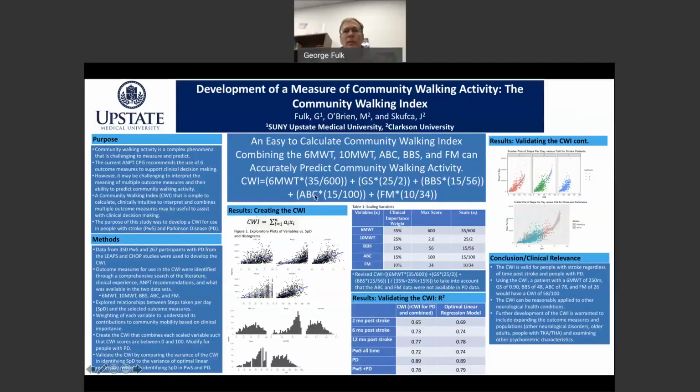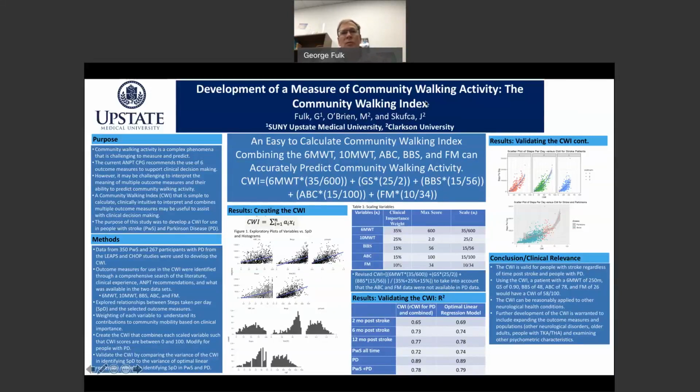The purpose of our study was to create a community walking index, the CWI, that combines multiple commonly used outcomes to assess walking activity in people with stroke and Parkinson's disease. We used data from two large data sets that contained community stepping data from people with stroke and PD measured with the StepWatch activity monitor.